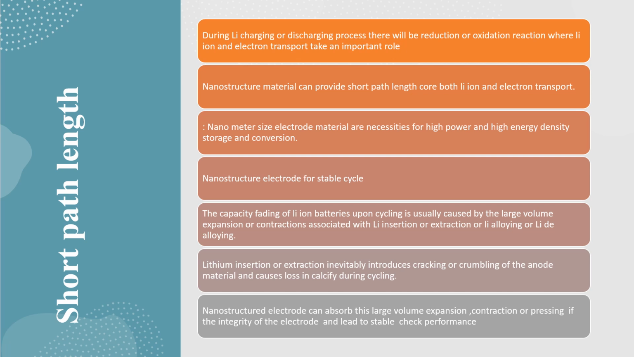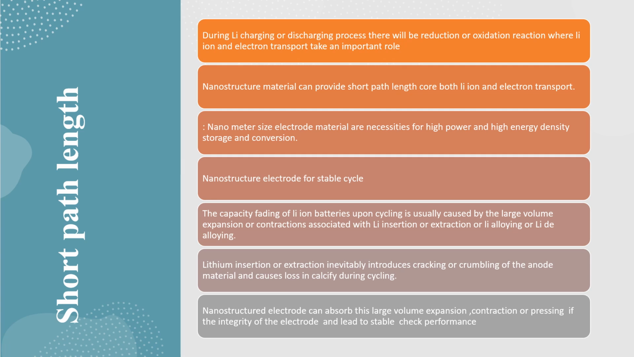Nanostructure electrode for stable cycle. The capacity fading of lithium-ion batteries upon cycling is usually caused by the large volume expansion or contraction associated with lithium insertion or extraction, or lithium alloying or lithium dealloying.